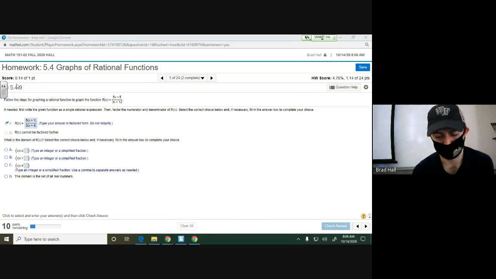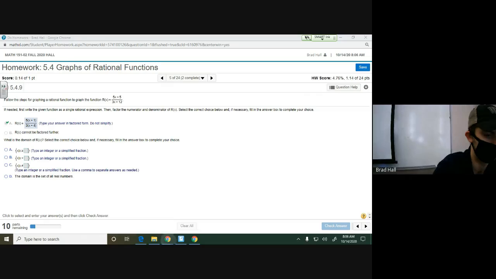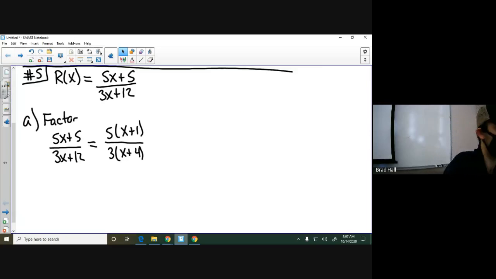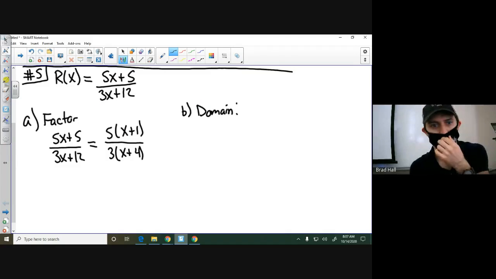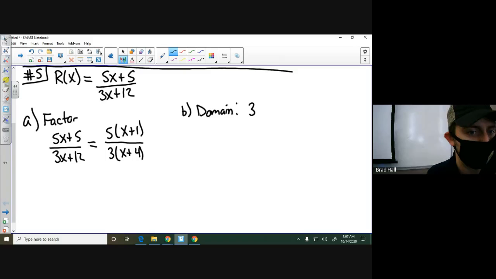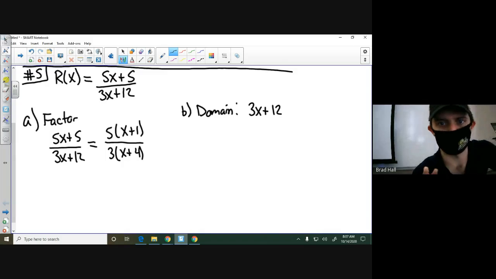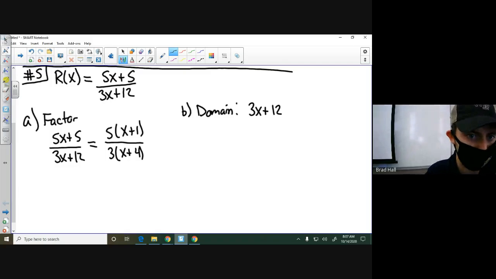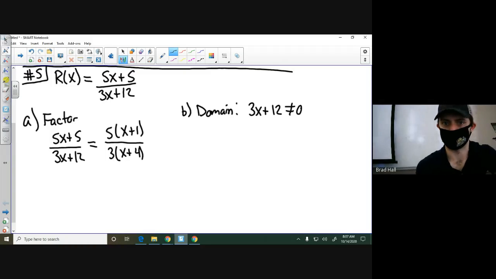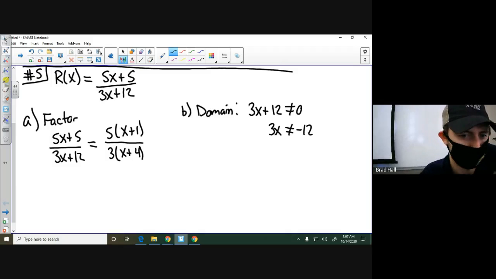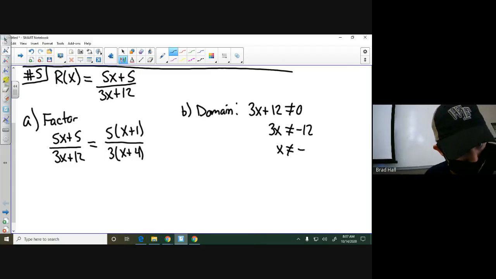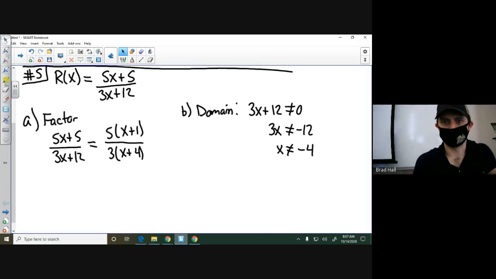And then it goes on to ask for the domain. Now remember, the domain of a rational function means you set just the denominator, notice the numerator is not a part of this, not equal to 0, and you solve for x. So that's pretty easy. Just move 12 over, divide both sides by 3, and we get that x cannot equal -4. So that's the domain.